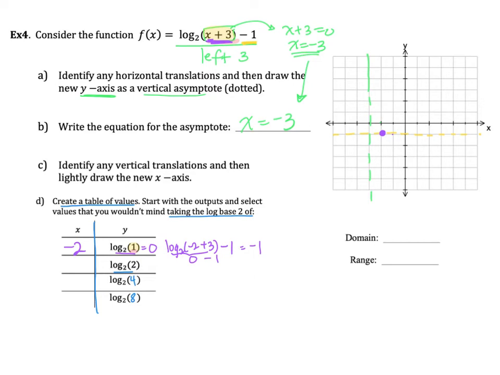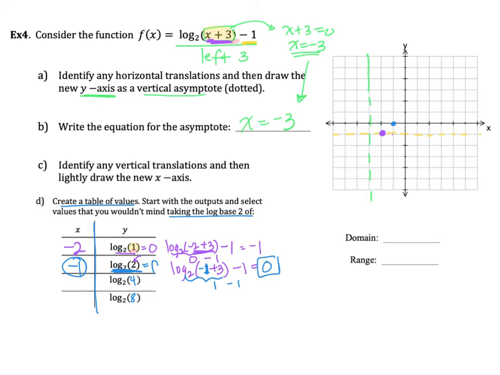Next, I'm going to try to get 2 inside this parentheses right here. So log base 2, what plus 3 would give me 2? Well, hopefully you're saying to yourself, if I plug in negative 1, negative 1 plus 3 would give me 2. Log base 2 of 2 is equal to 1, so this becomes 1, and 1 minus 1 is equal to 0. So when x is equal to negative 1, y is equal to 0. So that's another point on the graph.